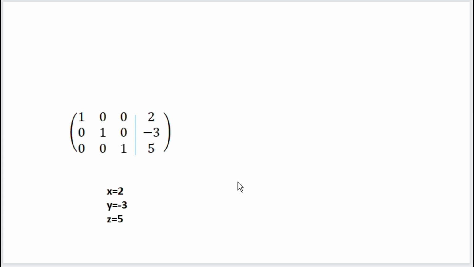So out of that, this is how we solve equations using the row reduction method.